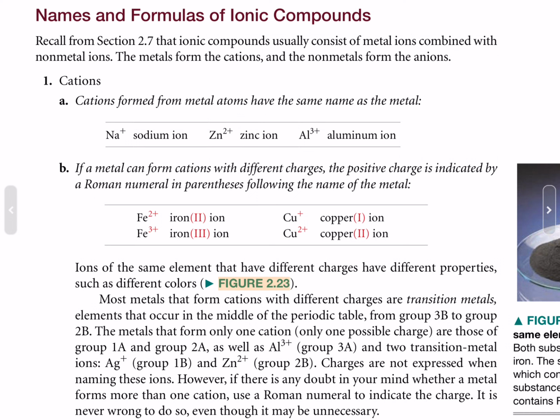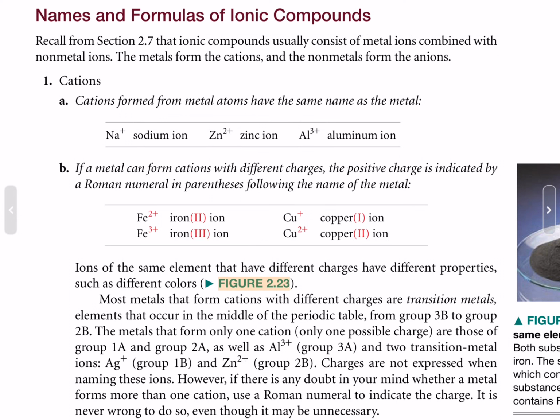Cations. Cations formed from metal atoms have the same name as the metal: the sodium ion, the zinc ion, the aluminum ion. If a metal can form cations with different charges, the positive charge is indicated by a Roman numeral in parentheses following the name of the metal. Fe2+ is iron(II) ion. Fe3+ is iron(III) ion. Cu+ is copper(I) ion, and Cu2+ is copper(II) ion.